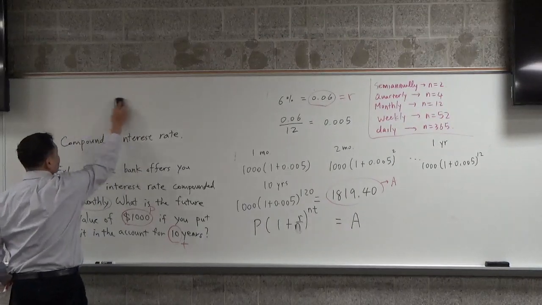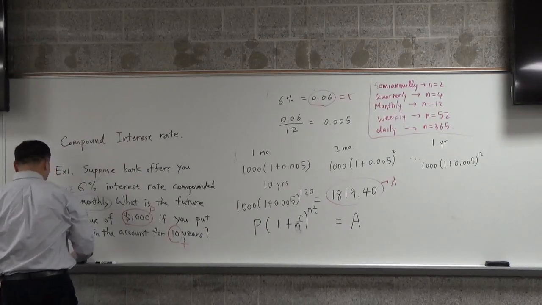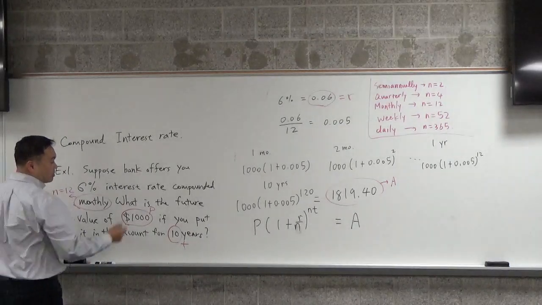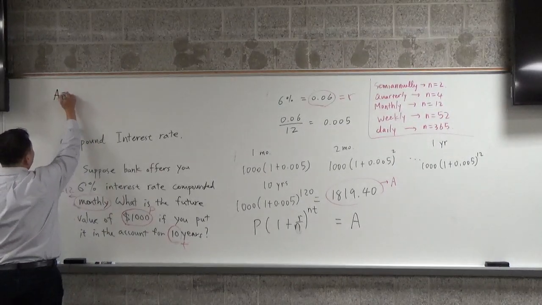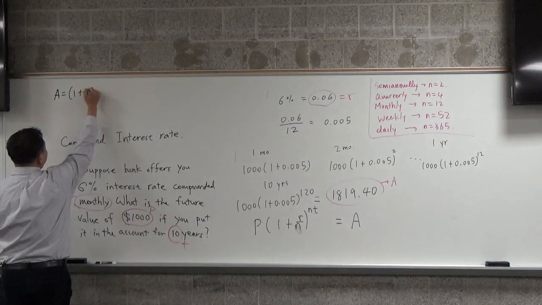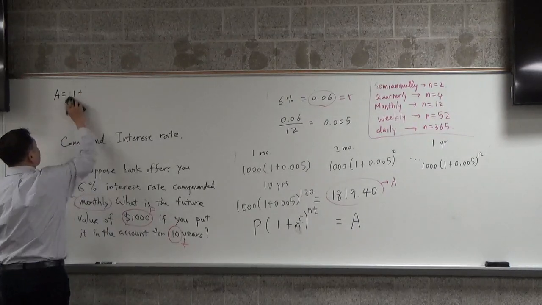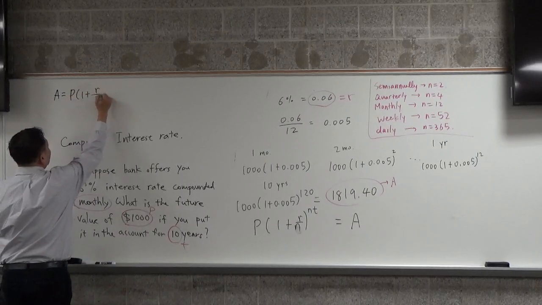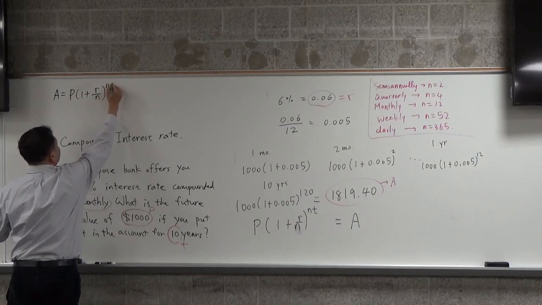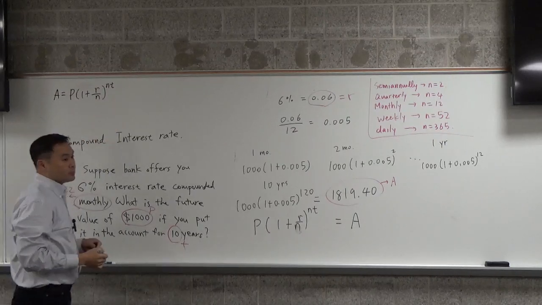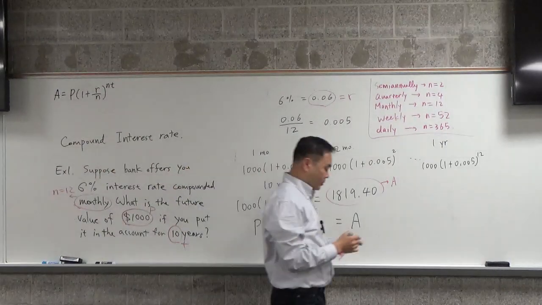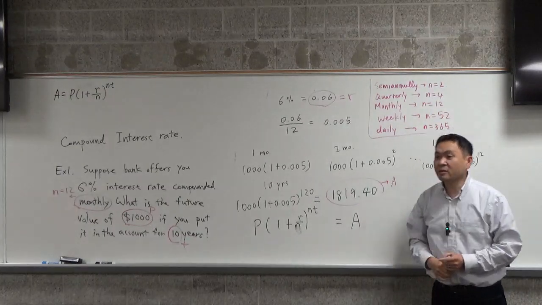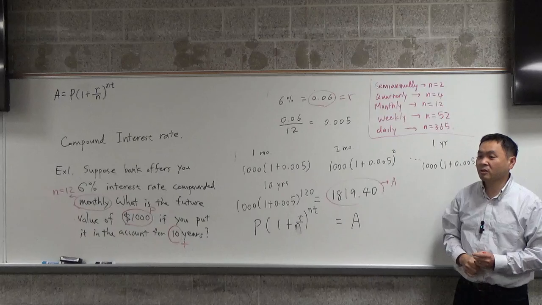Although this thing that I just erased was useful for a while, it's now going to be this formula that we'll use again and again. Okay. Sorry. P times (1 plus R over N) to the power N times T. Now there will be another formula that we will use.